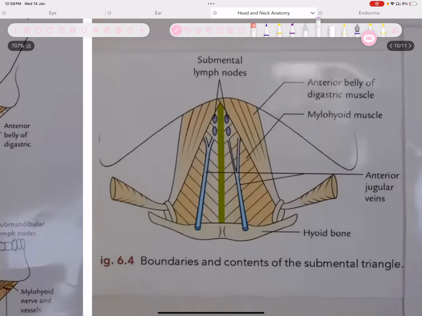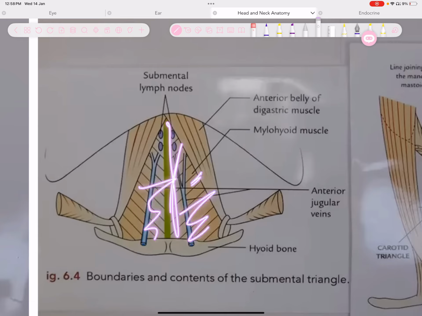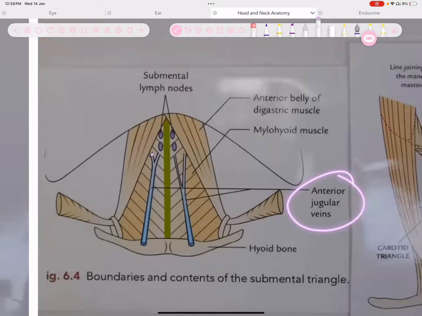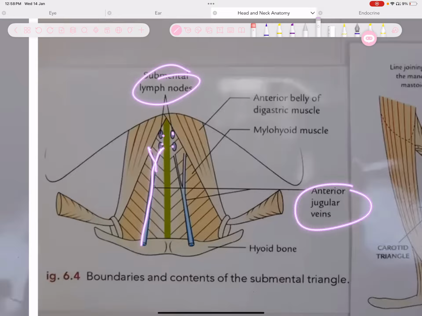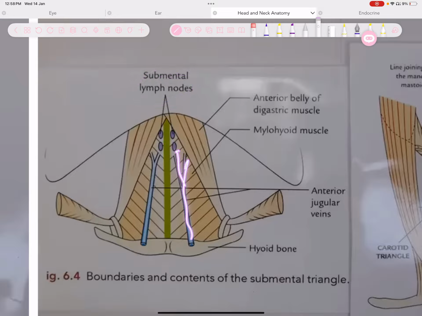So this is the submental triangle, right? You have the anterior belly of the digastric, the hyoid bone, and then the apex is formed by the chin. And this is the median raphe, and this is the mylohyoid muscle, and there are submental veins that come together to form the anterior jugular veins. So the anterior jugular vein and submental veins, right? And these are the submental lymph nodes. So these are the two things you need to know. The anterior jugular vein, which is formed by the submental veins, right? So submental, everything is submental, and even the lymph nodes are submental.